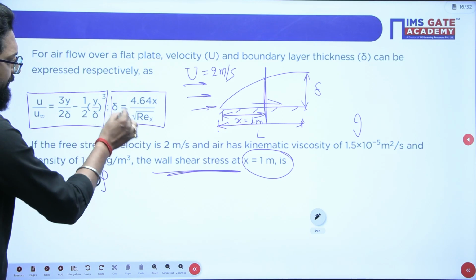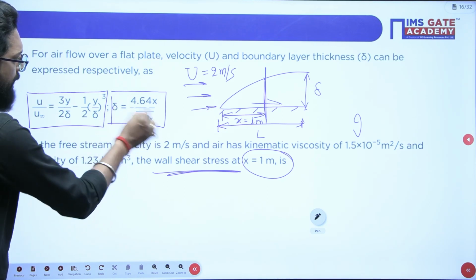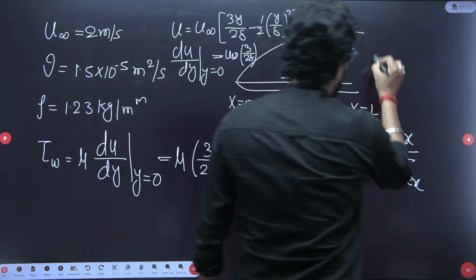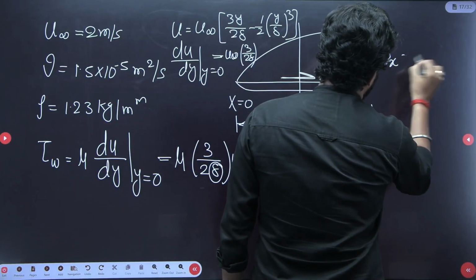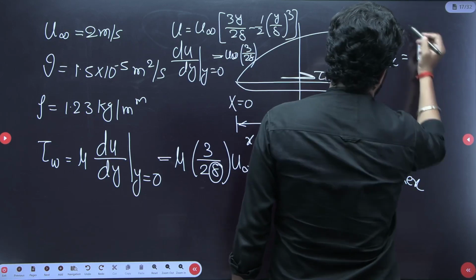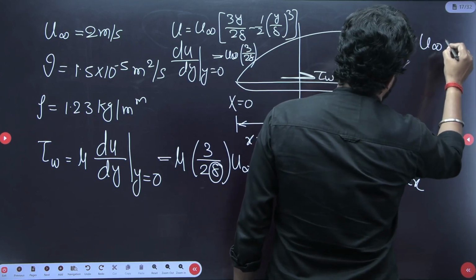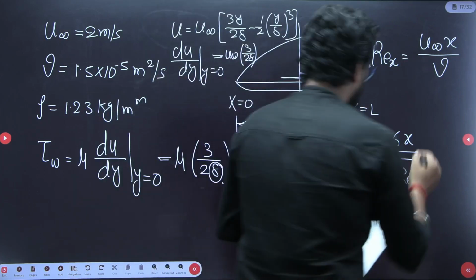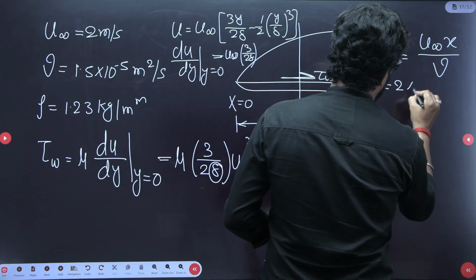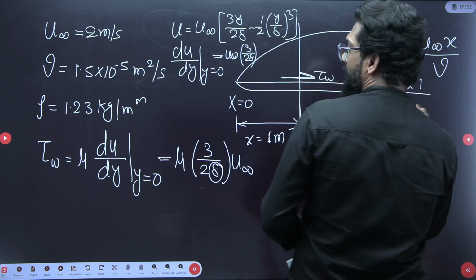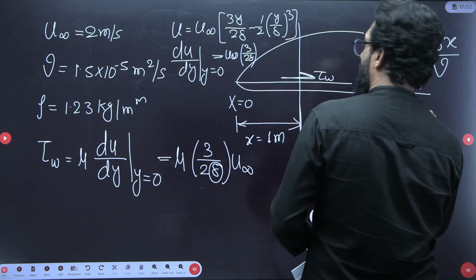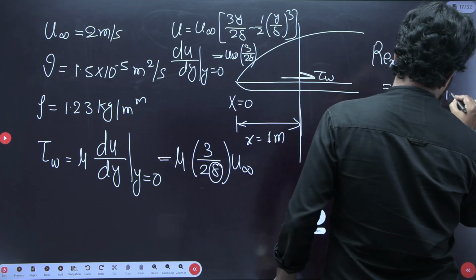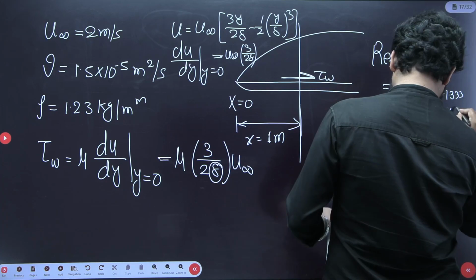To find the delta, the boundary layer thickness, just you have to find the Reynolds number first. So this is your local Reynolds number, Rex. Rex is equal to what? U infinite x divided by nu. Yes or not? Local Reynolds number. So you have U infinite 2 into x, at what distance? 1 meter. And kinematic viscosity is given as 1.5 times 10 to the power minus 5. So from here you find the Reynolds number 1.333 times 10 to the power 5.